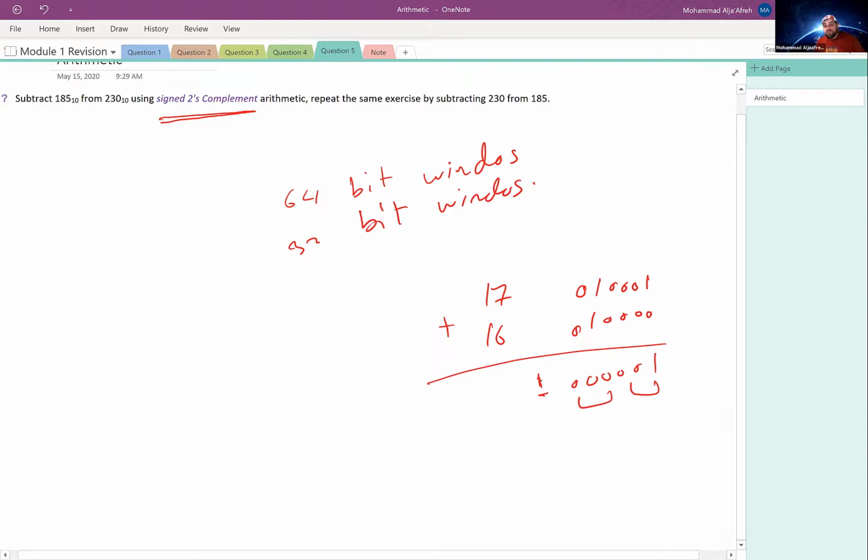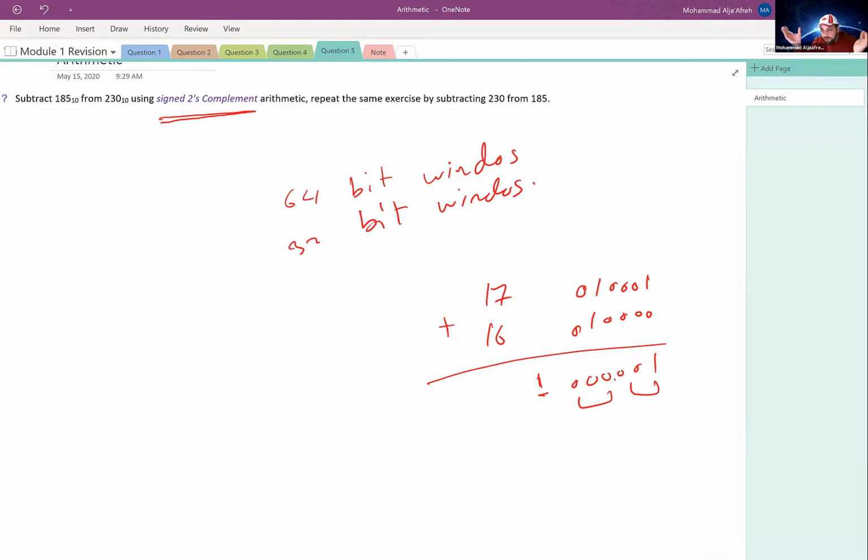So this carry out, when I do any addition, is always discarded. But what will happen here if I discard it? 17 plus 16 is equal to 1. Does that make sense to you? No, that doesn't make any sense, but this is in reality what's going on. The number of bits used to represent a number matters. So in this case, this addition is giving me an invalid result because I'm getting something called an overflow.